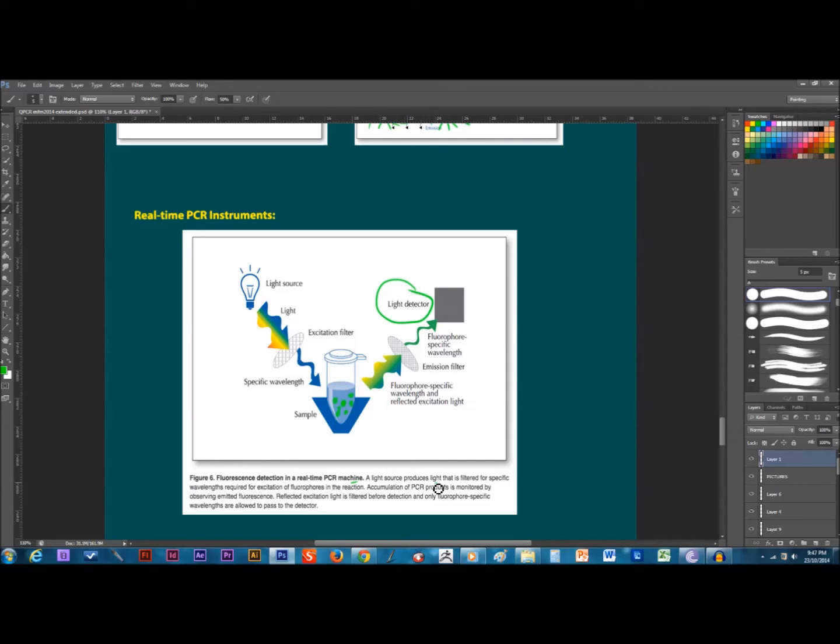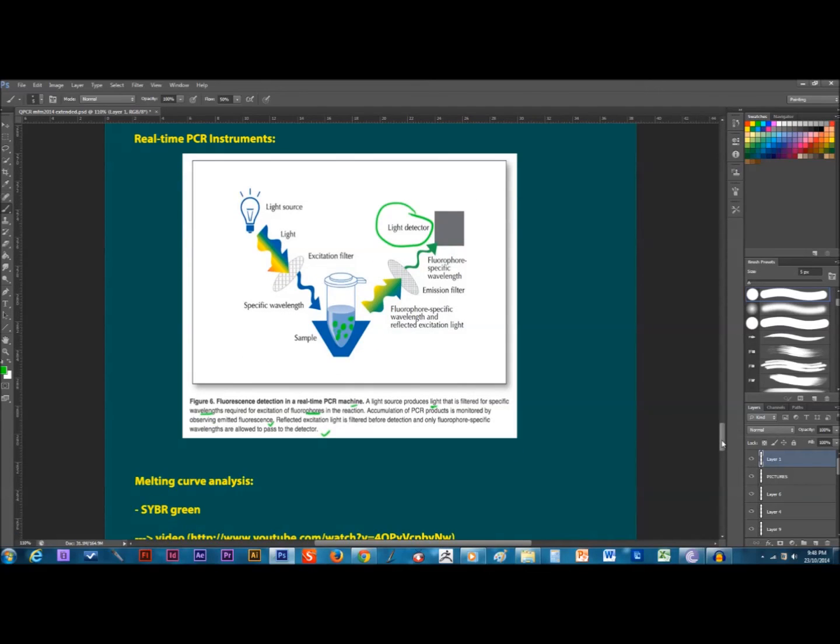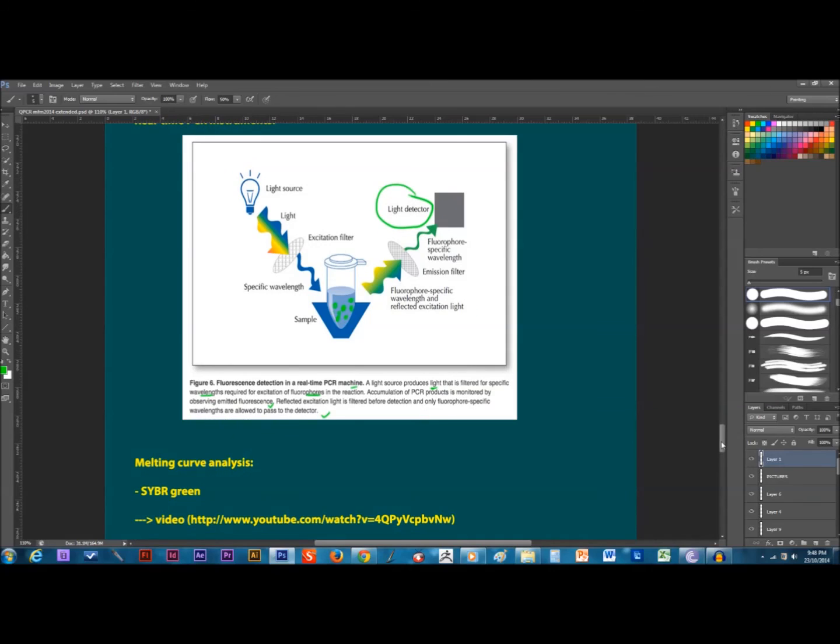A light source produces light that is filtered for the specific wavelength required for excitation of fluorophores in the reaction. And then accumulation of PCR products is monitored by observing emitted fluorescence. Reflected excitation light is filtered before detection, and only fluorophore-specific wavelengths are allowed to pass to the detector. So from the detection, the amplification is plotted.